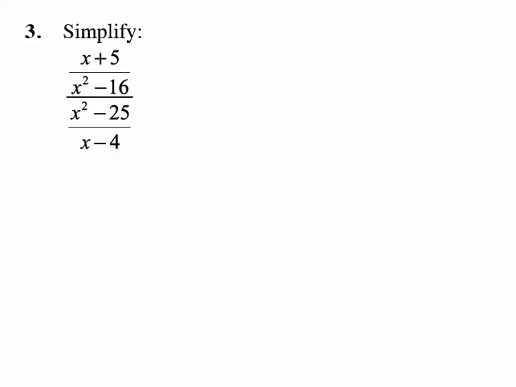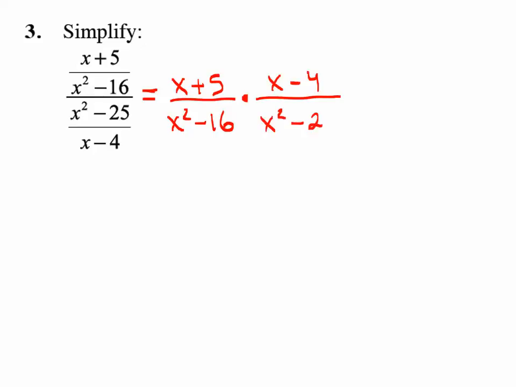All right, so let's do this here. Let's change this into a multiplication problem then. So x plus 5 over x squared minus 16 is being multiplied by x minus 4 over x squared minus 25.